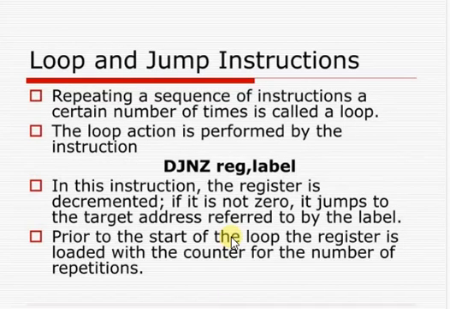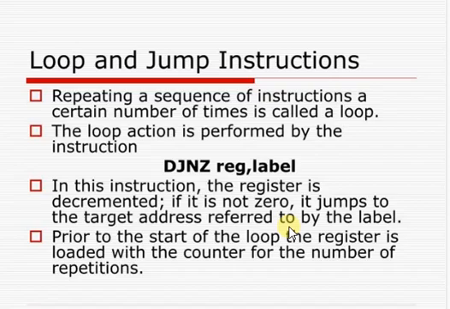Loop and jump instructions. Repeating a sequence of instructions a certain number of times is called a loop. The loop action is performed by the instruction DJNZ register, label. In this instruction, the register is decremented. If it is not equal to 0, it jumps to the label, that is the target address.